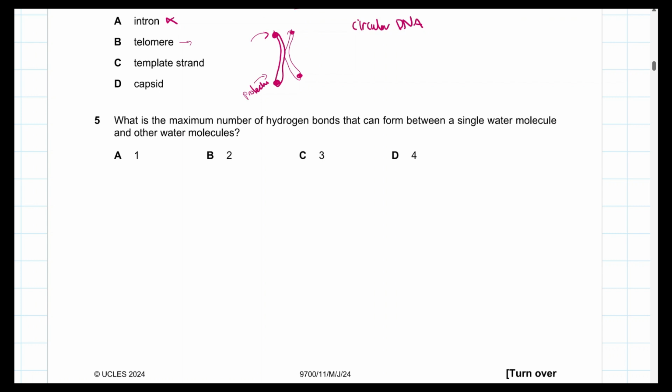Therefore, we know that bacterial cells have circular DNA, they do not have chromosomes, therefore telomeres are incorrect. C, template strand. Because we know that bacterial cells have circular DNA, you know that replication must somehow take place. It's not in detail in the curriculum, however, you know that some sort of DNA replication must take place, therefore there must be a template DNA strand, therefore this is correct. Now finally, D, capsid. We know that capsid is the protein structure found in viruses, therefore this is incorrect, and the answer is going to be C.